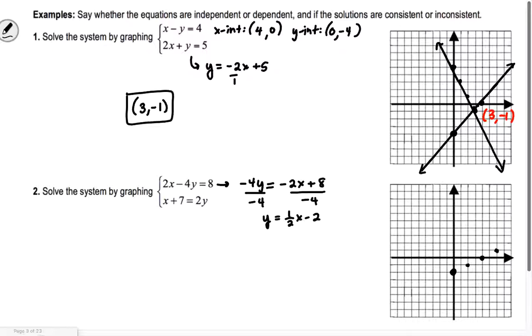Right, it's a positive slope, so we're going upwards. You could also go down 1 and left 2 if you want. Down 1, left 2. So just do quite a few points. It helps when you're graphing too.